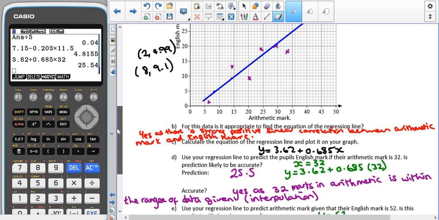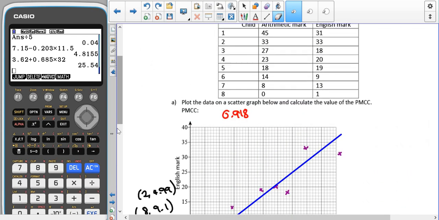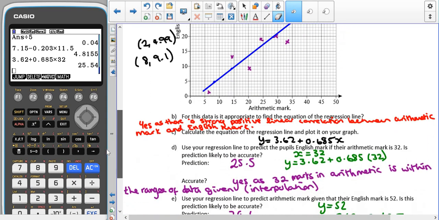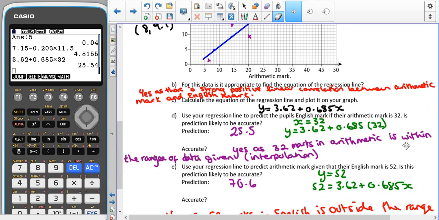So is that a good, accurate value for the English mark? Well, if we have a look back at the data, 32 for arithmetic, well, we've got 33, which is above, and we have 27, which is below. So yes, we have data either side of that value, which means yes, it's going to be an accurate estimate because 32 is within the range of data, so it's interpolation.